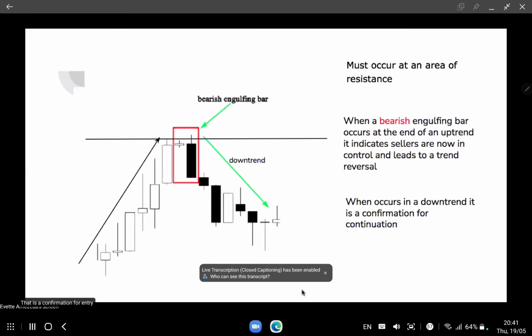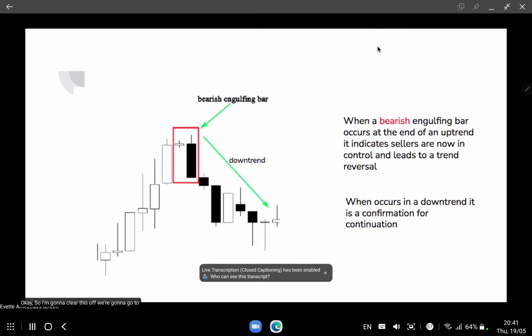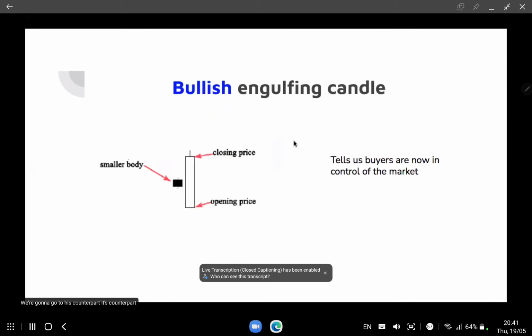Okay, so I'm going to clear this off. We're going to go to the next one. We're going to go to its counterpart. Its counterpart is a bullish engulfing.